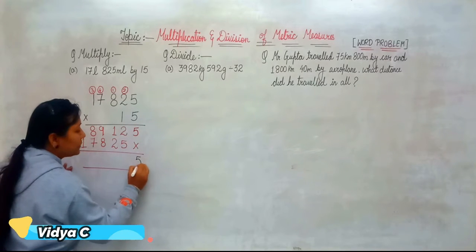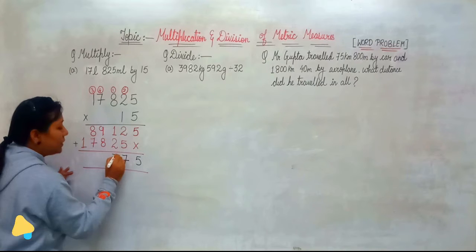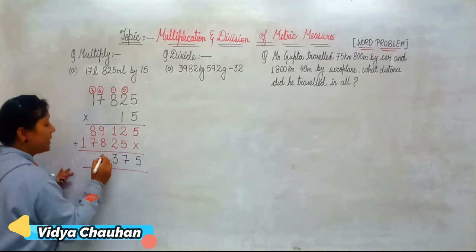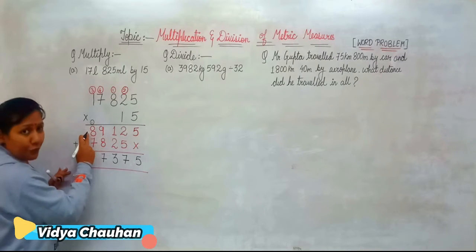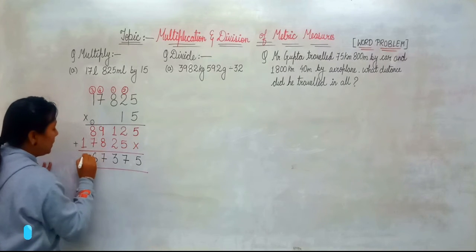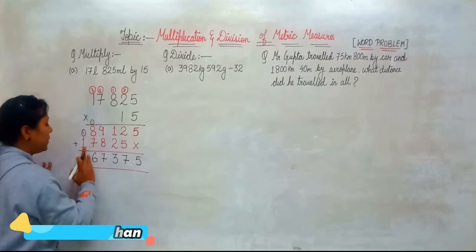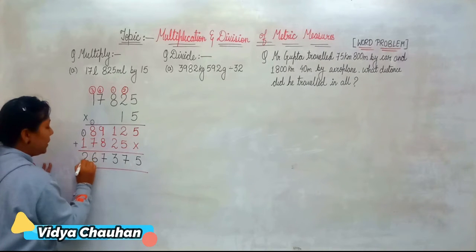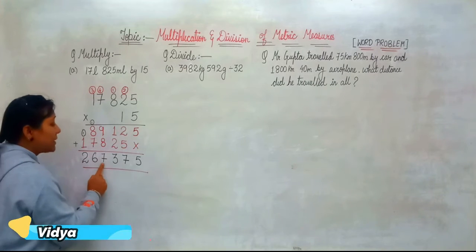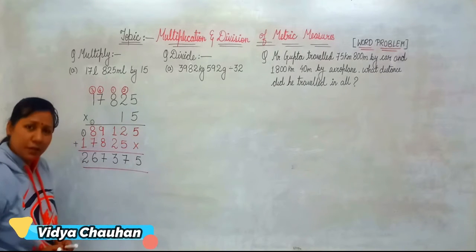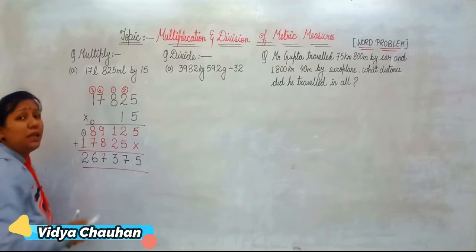Let's add these two columns now. So 5, 2 plus 5, 7, 2 plus 1, 3, 8 plus 9, 17, 1 carry, 8 plus 7, 15, plus 1, 16 and 1 carry, 1 plus 1 is 2. Now you get the answer as 267375. Clear students? Now it's time to separate the value between liters and milliliters.